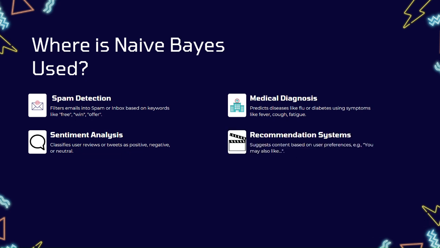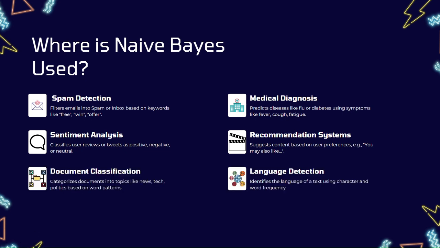Next comes recommendation systems. Based on your past behavior, Naive Bayes can suggest things that you might like. If you bought a mobile phone, it might recommend a screen guard or case. It calculates which products are most likely to interest you. And it also helps in document classification and language detection.